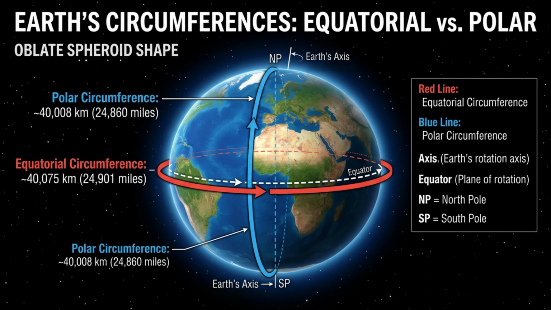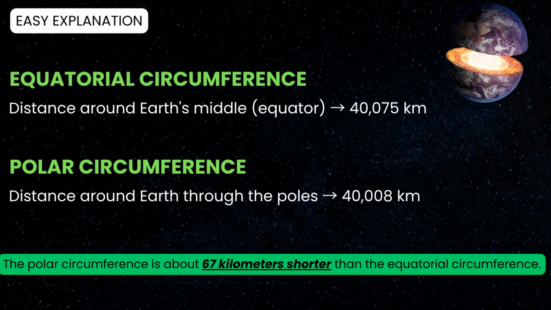For easy comparison, equatorial circumference is the distance around Earth's middle, the equator, which is 40,075 kilometers. Polar circumference is the distance around Earth through the poles, which is 40,008 km. Because Earth is slightly flattened at the poles, the polar circumference is about 67 kilometers shorter than the equatorial circumference.